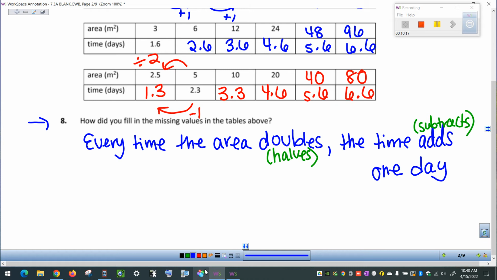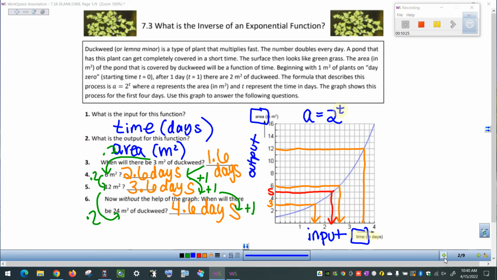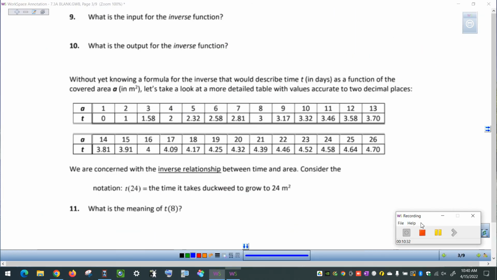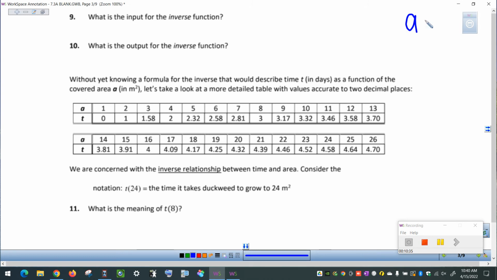All right, so moving on to the next side of our paper, we already talked about the input and the output for what we're going to think of as the original function. So actually, off to the side here, I'm going to make a little note. Our function that we started with at the beginning of today was a equals 2 to the power of t, and we saw that our input was time in days. So we could plug in a number of days, and it would output an area. So that was the output.